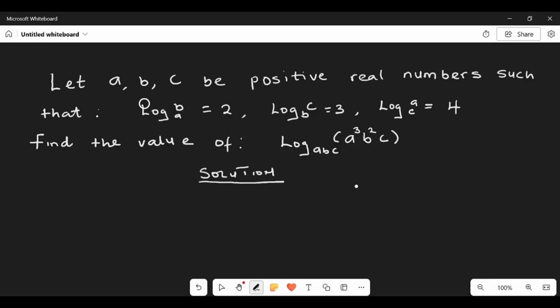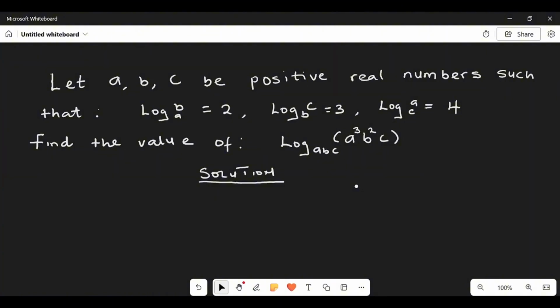Let A, B, C be positive real numbers such that log B base A equals 2, log C base B equals 3, and log A base C equals 4. Find the value of log A raised to power 3, B raised to power 2, C base A, B, C.